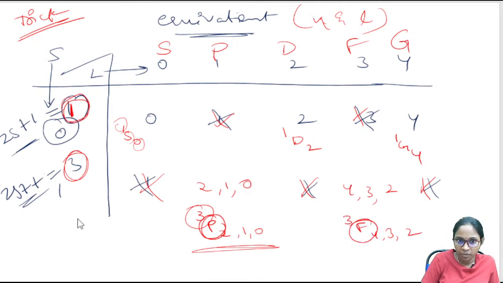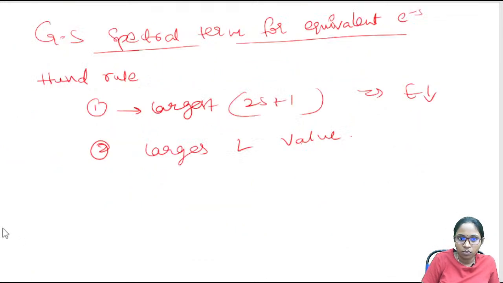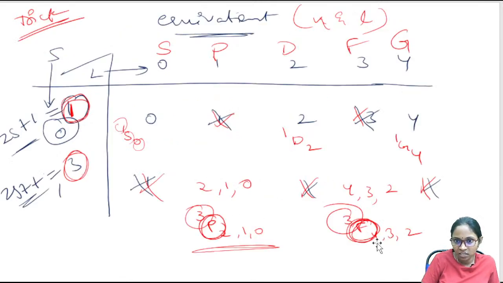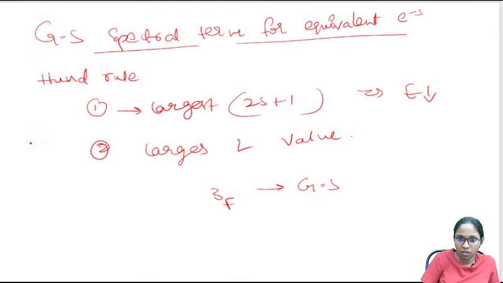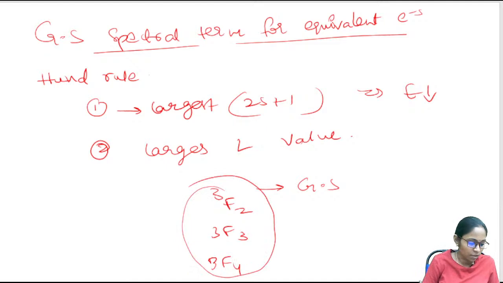For the higher multiplicity 3, we have the largest L value F. So therefore this 3F will be the ground state spectral term, and for this 3F again the J values are 2, 3 and 4. Again we have 3 different J values, one is 2, one is 3 and the other is 4.